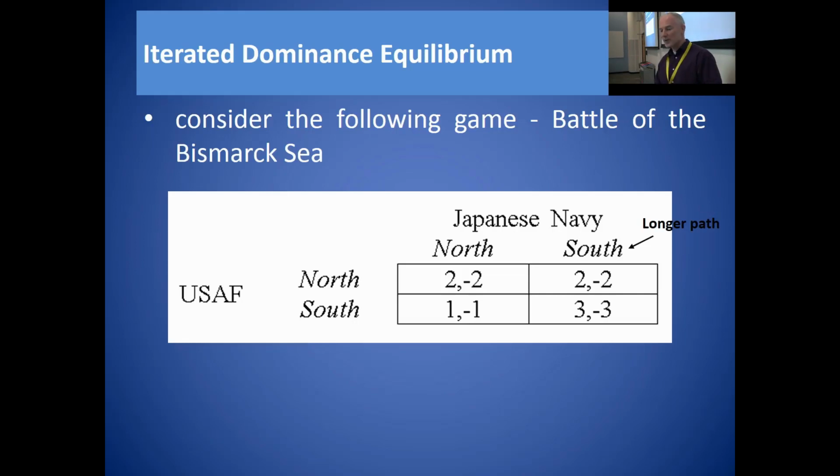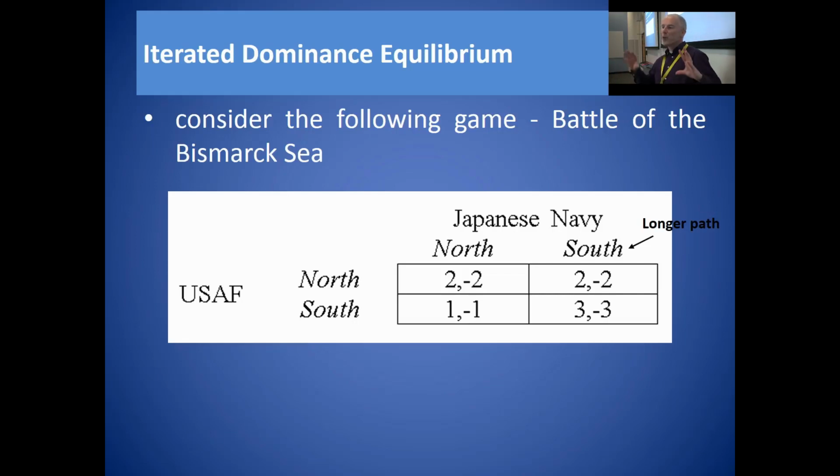So both our players, as we've represented it here in its normal form, we've got the US Air Force and we have the Japanese Navy. And both of these players are choosing over one of two available strategies. And these are to go north or south. And then all we've done is put the numbers in to rank the preferences. The numbers we have here are 1, 2, and 3 for the US Air Force, and -1, -2, and -3 for the Japanese Navy.